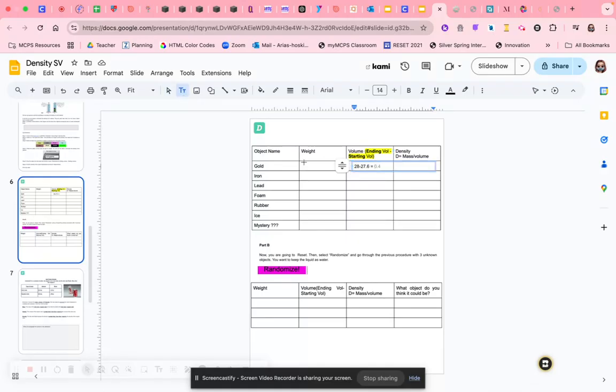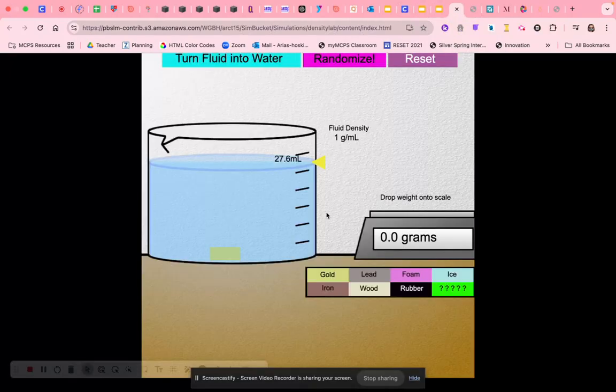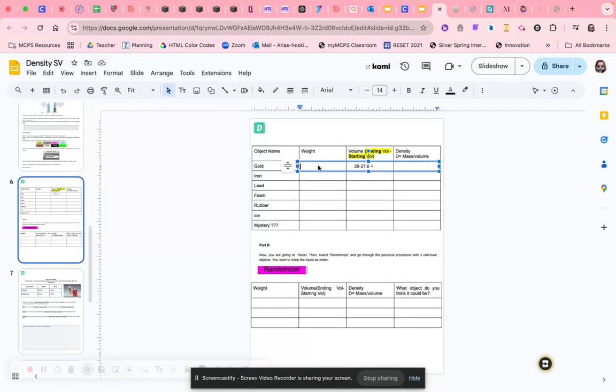Then now for the weight, you're going to click on T for the text. You're going to go back to your lab. Okay, you're going to take this out. And you see that the mass is 40.53 grams. So you're going to write in here 40.53. And then what are you going to do in here? You're going to use the 40.53, you're going to divide it by the volume number that shows in here. And then you're going to do this for each one of the materials, okay?